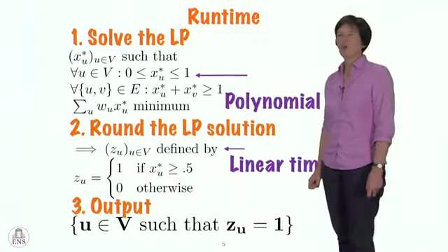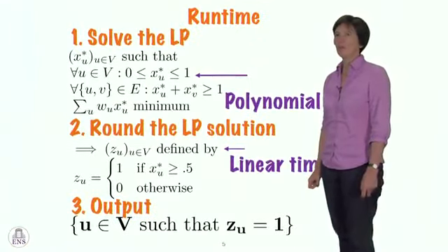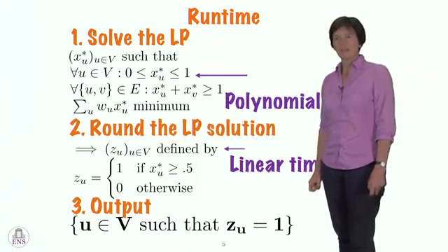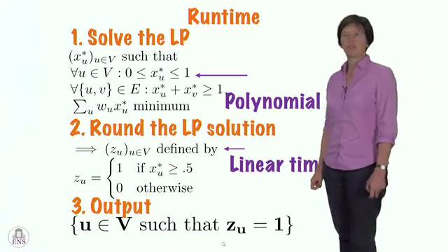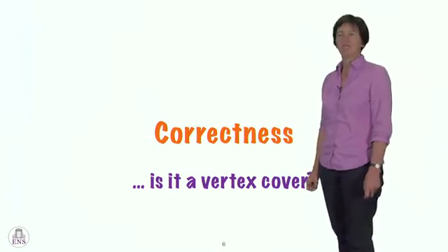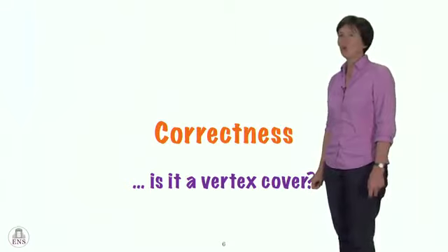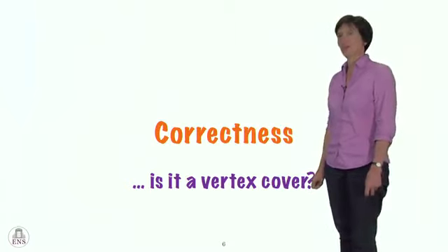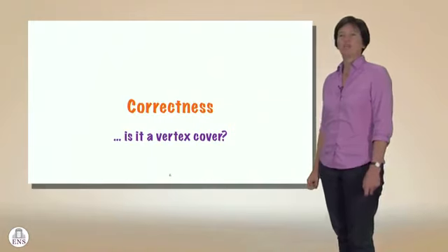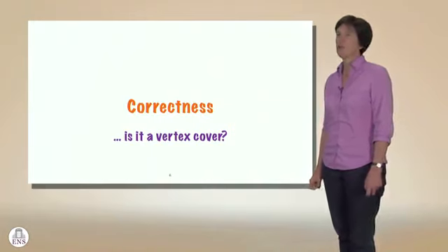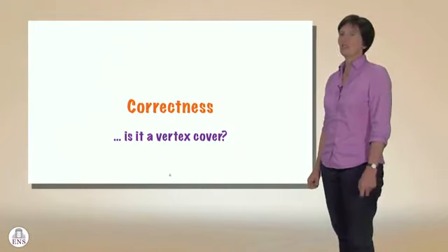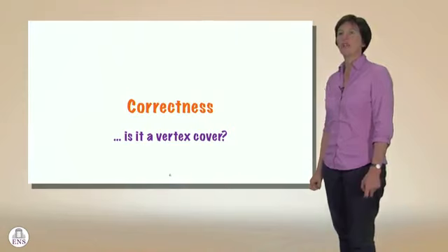So we do have a polynomial time algorithm, but does it solve vertex cover? Does it give a correct vertex cover? Does it cover all edges? It's a set of vertices. In order for the algorithm to be correct, the output set must be a cover of all the edges by vertices. So let us argue that the output set of vertices is a vertex cover, that it covers all edges of the graph.